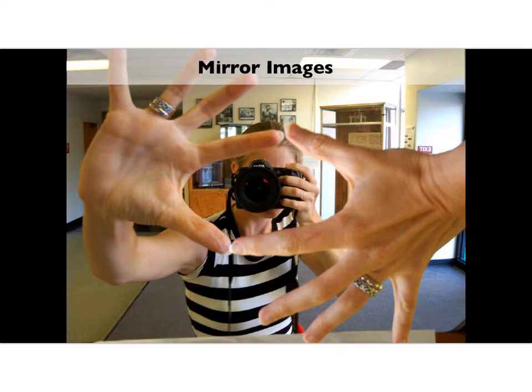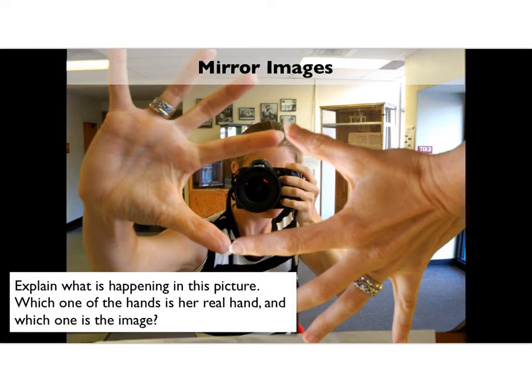Now I want you to take a look at this picture right here. So here's a woman, and this was a picture taken by a woman taking a picture of her hands in front of a converging mirror. And my question is this: what is happening in this picture? Which one of these is a real hand and which one is the mirror image of her hand? I want you to take a minute and think about that.